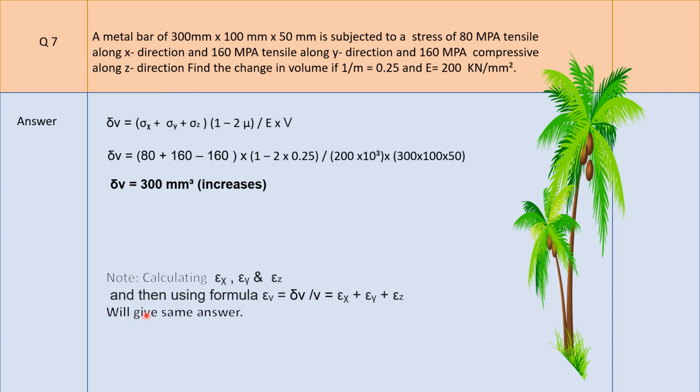Here what few students do is they calculate epsilon x, epsilon y and epsilon z and then use the formula: volumetric strain is equal to epsilon x plus epsilon y plus epsilon z, and the volumetric strain is equal to change in volume upon original volume, and calculate the delta V. This is a very lengthy method, but if you do it by this method also you will get the same answer, but I feel that using this formula is very easy and you get the answer very quickly.